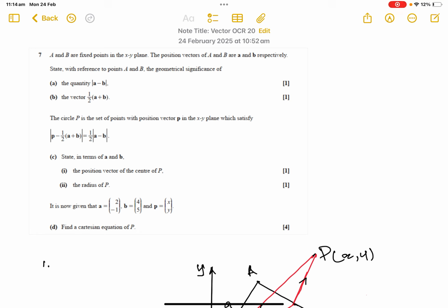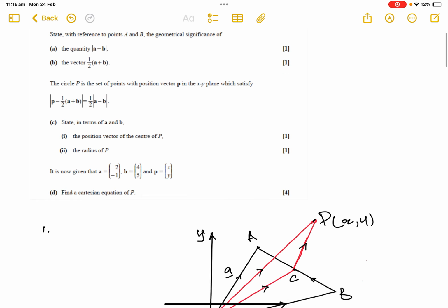A and B are fixed points in the xy plane. The position vectors of A and B are vector A and vector B respectively. State, with reference to points A and B, the geometrical significance of the quantity modulus of vector A minus vector B, and the vector half of vector A plus B.